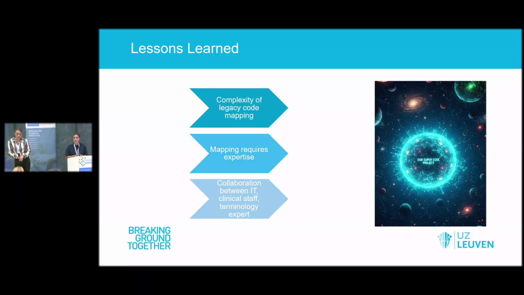Mapping requires expertise. You need to know what you're doing. You need to know the SNOMED hierarchy. You need to know something from FHIR. You need to know a lot. You need to know little things from a lot, and that's not so easy. We've learned a lot. And it's a very complex thing. You have to collaborate between IT, clinical staff, terminology. It's like Bart de Witte said this morning, it's a swarm intelligence. You have to put every intelligence of everyone together, and then you get a bigger part.